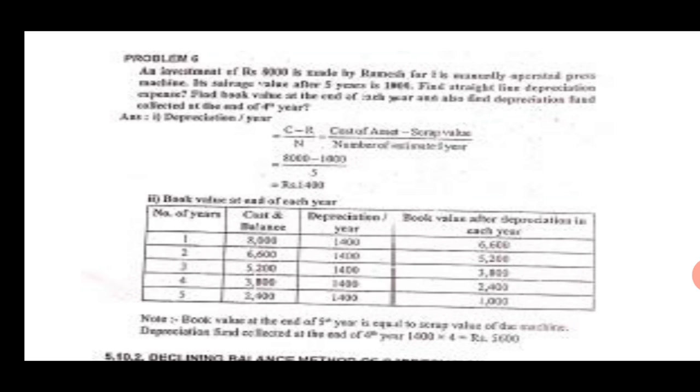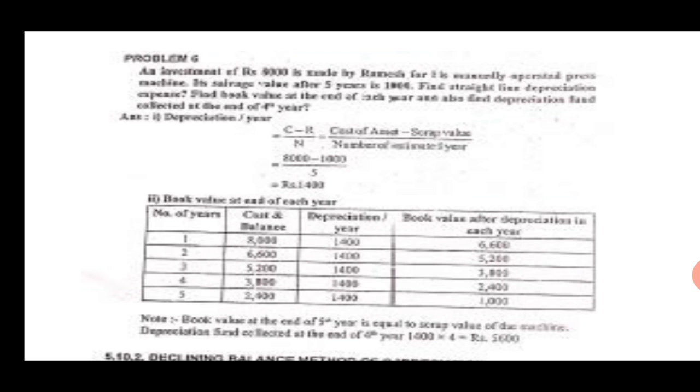The cost of the equipment is 8,000 rupees. Here there is no installation cost and all. Then the scrap value is 1,000 rupees and the life is 5 years. So depreciation per year is (C minus R) divided by N. R is the scrap value. C is cost of the asset. So it is (8,000 rupees minus 1,000) divided by 5. That is 1,400 rupees is the straight line depreciation every year for 5 years.